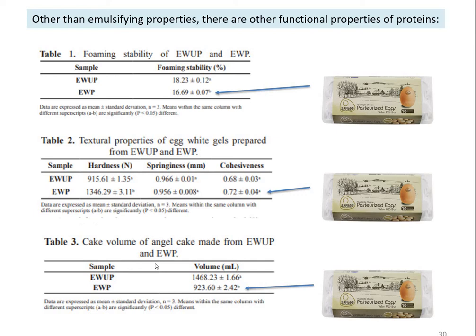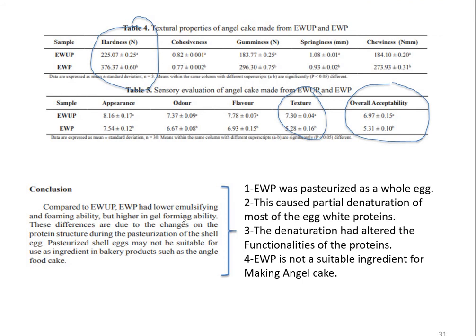So that is reflected in the volume of the cake. When we made the cake, we measured the volume in milliliters. The pasteurized EWP indicated a lower volume compared to the fresh egg white cake. So that's an indication already. And then finally, we did hardness here. As you can see, the pasteurized EWP displayed higher hardness, that is, a cake too hard for a normal cake to be.